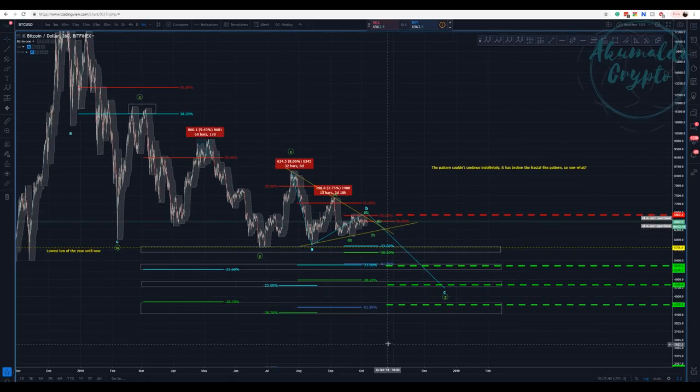So what we have is all those targets down here, okay? And of course, the first target would be this one here. We need to challenge this line here that has been formed, this triangle here, which is the B wave, which I'm calling B wave. Okay, those would be 6100.